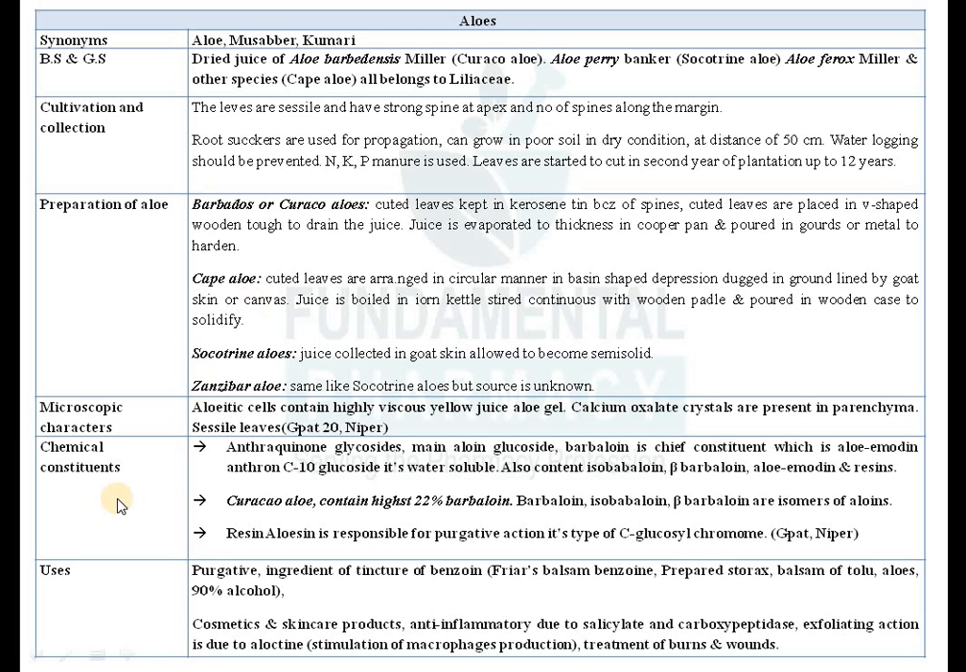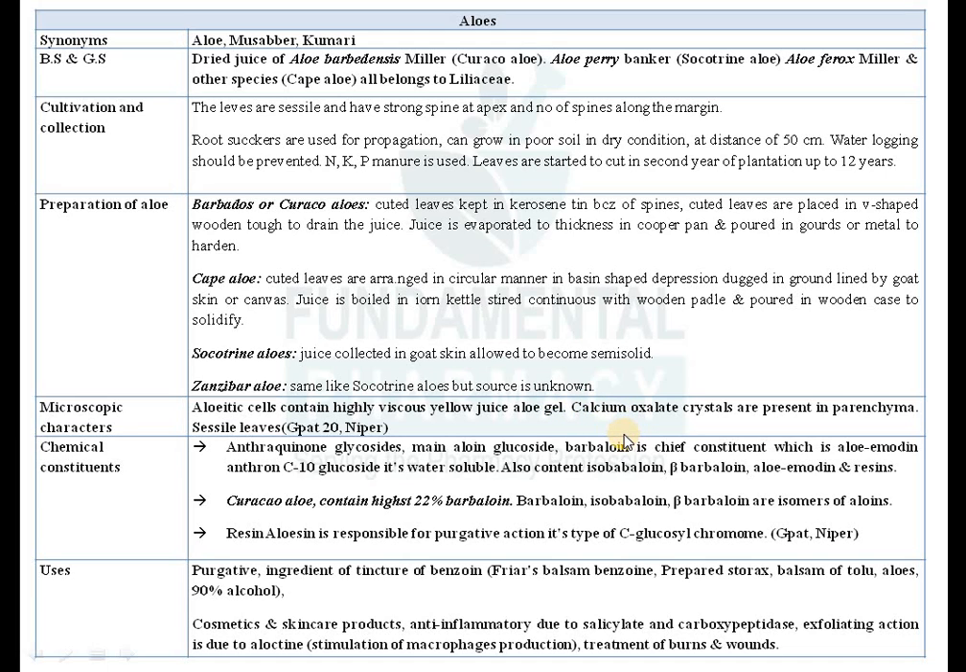Then ginger aloe, same like Socotra aloe, but the source of the leaves of aloe is unknown. That is not ginger. So it is just a preparation of aloes. Now microscopic content. So aloetic cells are there, which are yellow in color, and they are viscous and they consist of aloe gel. So aloetic cell consists of highly viscous yellow juice known as aloe gel.